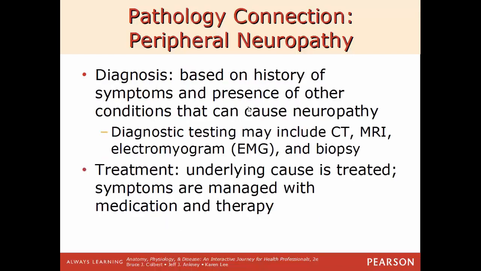The diagnosis is based on a history of symptoms in the presence of other conditions that may cause neuropathy. There are some diagnostic tests that could be done: MRIs, CTs, EMGs, and biopsy. Treatments. The treatment is to address the underlying cause of the condition, and the symptoms are managed with medications and therapy.